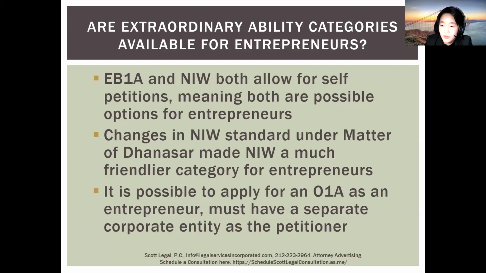All right, so the next slide: are extraordinary ability categories available for entrepreneurs? And the answer is yes. The EB-1A and NIW both allow for self-petitions, which means entrepreneurs could apply on behalf of their own selves as entrepreneurs for their entrepreneurial work. Changes in the National Interest Waiver standard with the new Matter of Dhanasar, which is the current standard, made the NIW a much friendlier category for entrepreneurs.